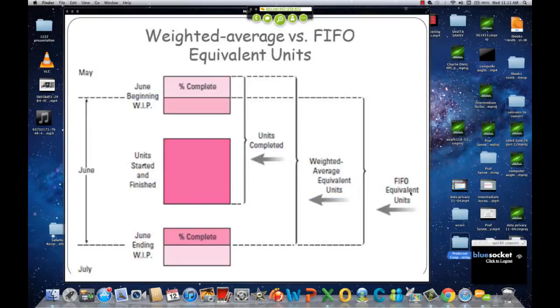Visually, what that says is you're trying to determine the costs per unit in June. That's what this says. Well, at the end of May, on June 1st, you have some units that are in some level of completion, a percentage completion for each of the three characteristics: materials, labor, and overhead.